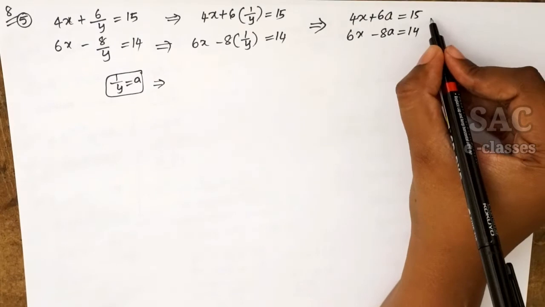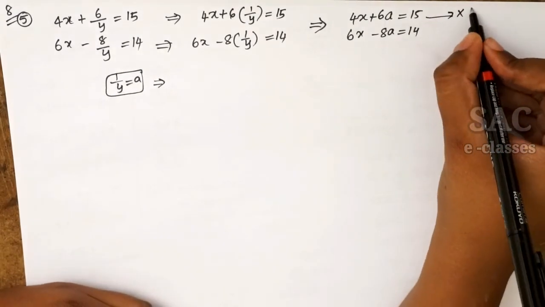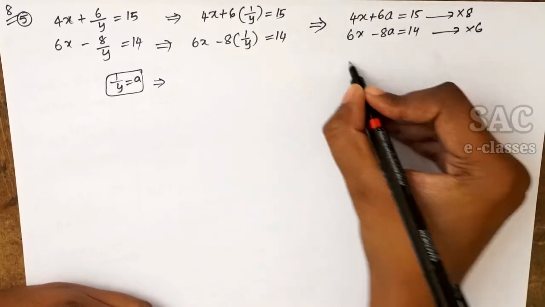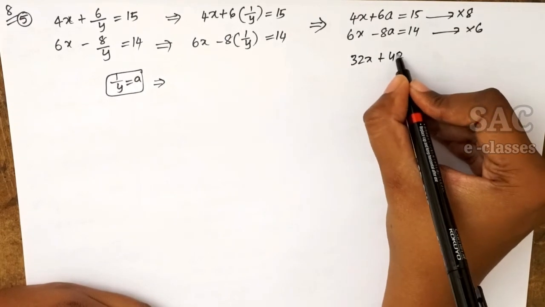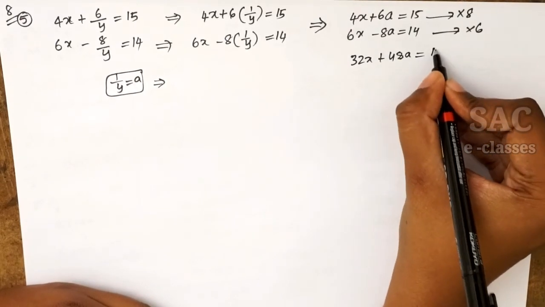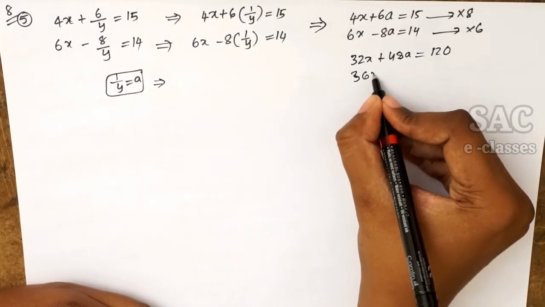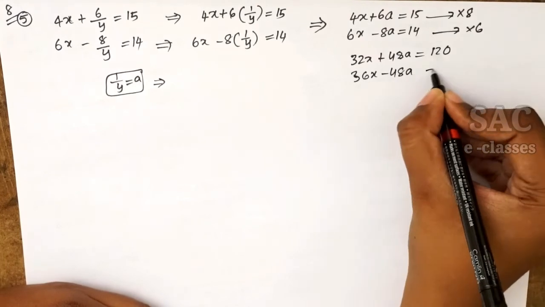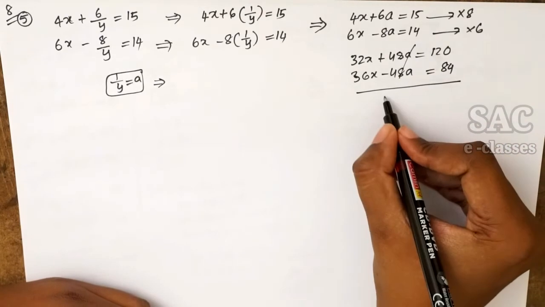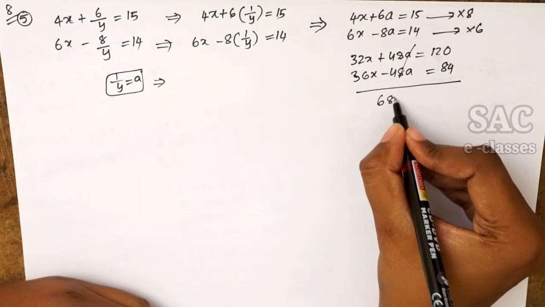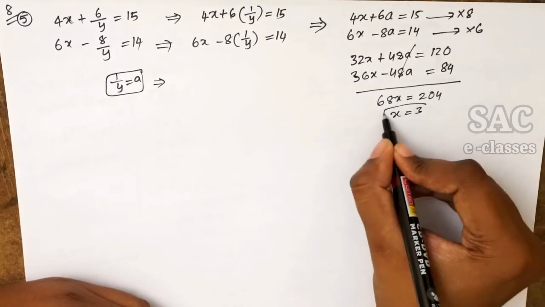Let's simplify by multiplying with 8 and multiplying with 6. We will get that 32x plus 48a is equal to 120, and 36x minus 48a is equal to 84. You will get that 68x is equal to 204, where x value is 3.